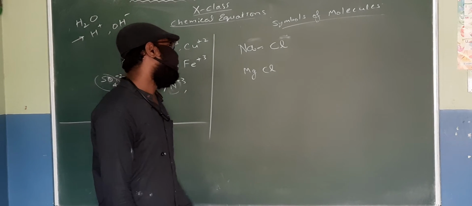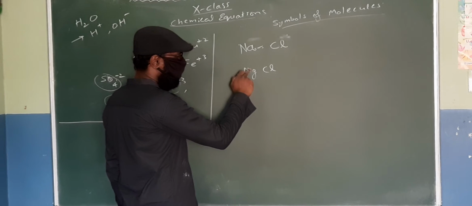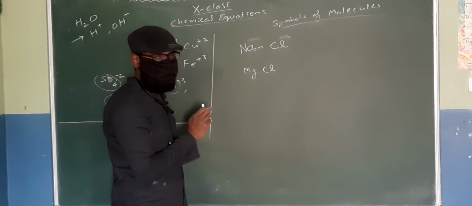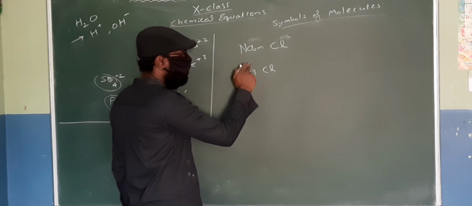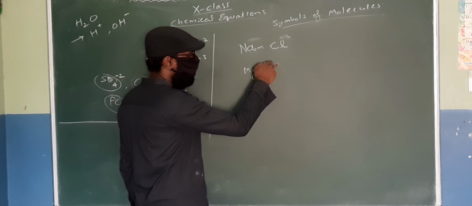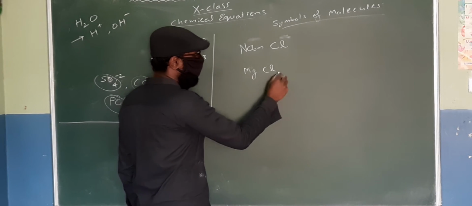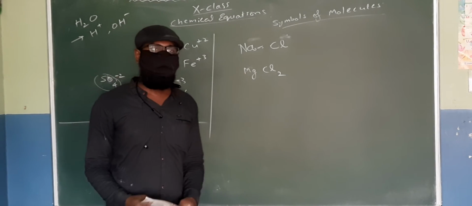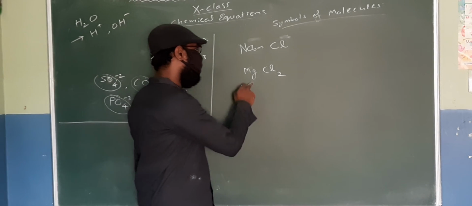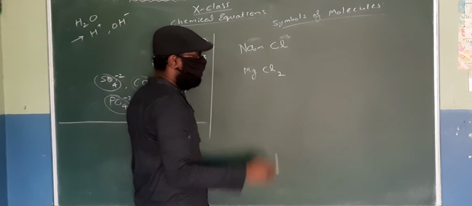So what will happen? Another chlorine atom comes here. And magnesium wants to give 2 electrons only, it doesn't want to give 1 electron. So when magnesium gives 2 electrons, 1 electron is taken by one chlorine, and another electron from magnesium is taken by another chlorine. Therefore 2 chlorines are attached to 1 magnesium, and this forms the molecule magnesium chloride. This is sodium chloride, this is magnesium chloride.